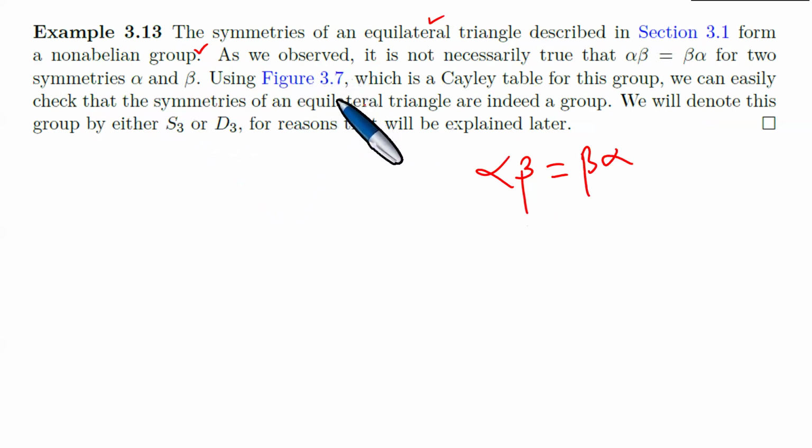Using figure 3.7, which is a Cayley table for this group, we did the Cayley table for the symmetries of a triangle. We can easily check that the symmetries of an equilateral triangle are indeed a group. We will denote this group by either S3 or D3 for reasons that will be explained a little bit later on.